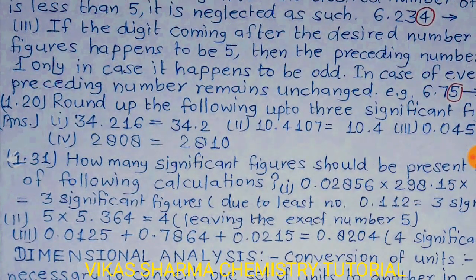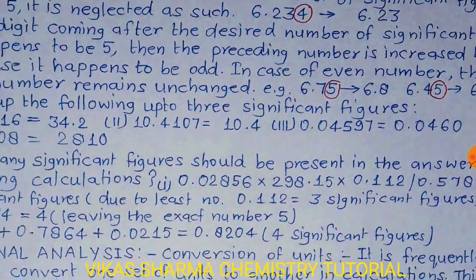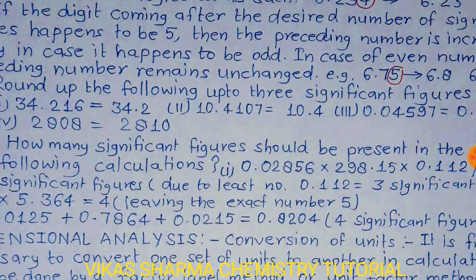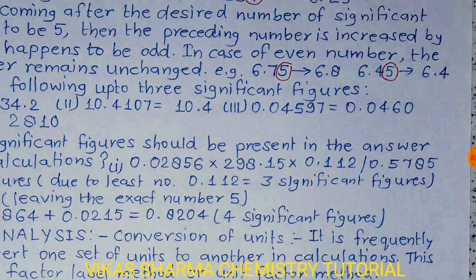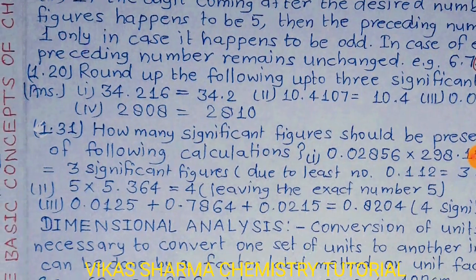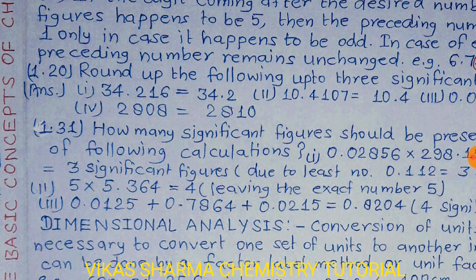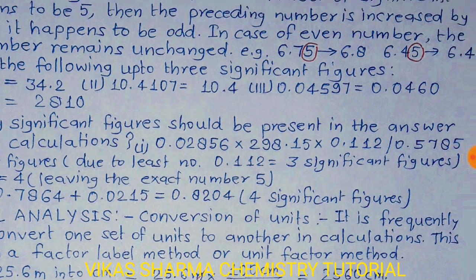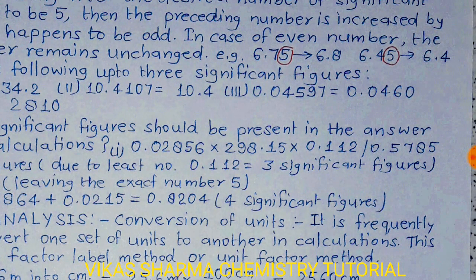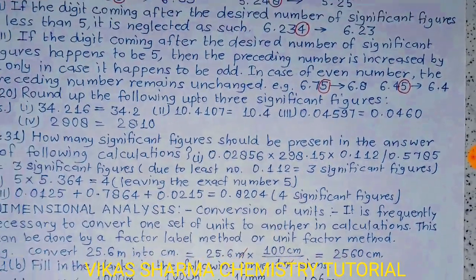Student, in NCERT exercise question 1.31, how many significant figures should be present in the answer of the following calculations? The question is 0.02856 into 298.15 into 0.112 divided by 0.5785. Student, the answer of this question is 3 significant figures, due to the least number, which is 0.112. So in this type of question we see which number has the minimum, or least, significant figures.